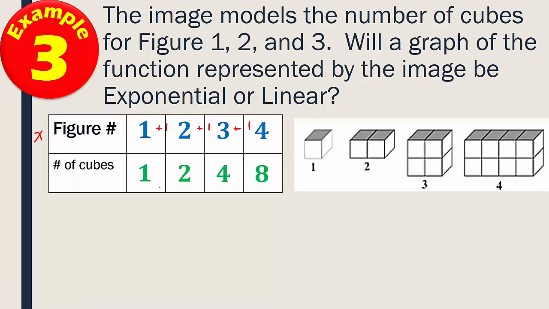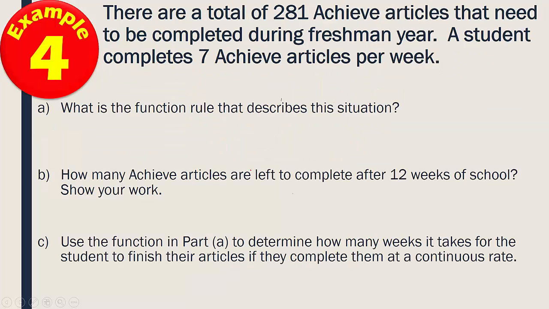But just to be sure, are we multiplying by the same number? To get 2, we'd have to multiply by 2. We're multiplying by 2 each time. So yes, this is exponential.